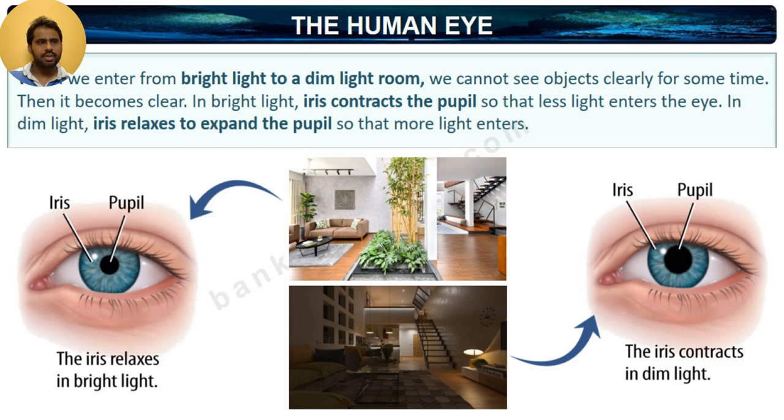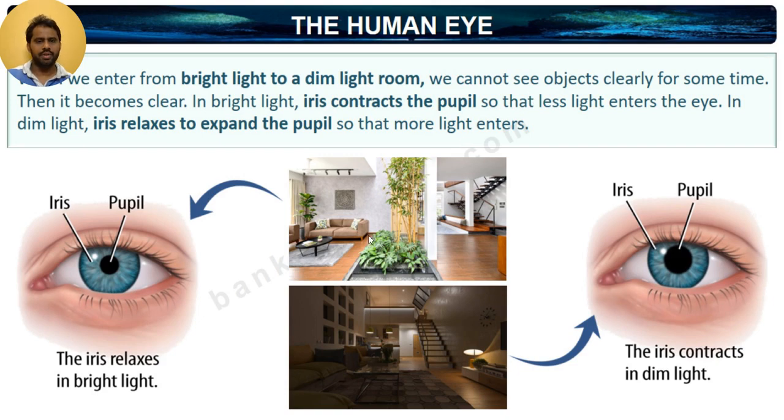Because we want to see things in dim light. So the iris needs to adjust the size of the pupil. That is the function of the iris. It adjusts the size of the pupil according to the situation. In dim light, the pupil size will increase so that we can see. The iris relaxes to expand the pupil so that more light enters.